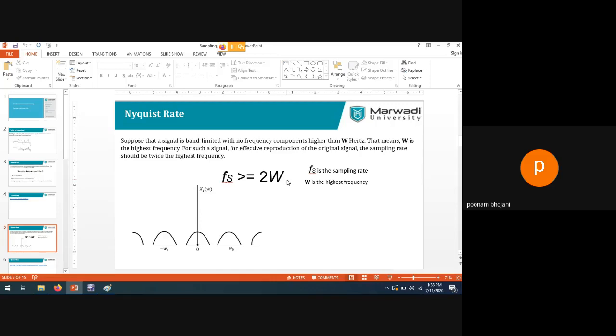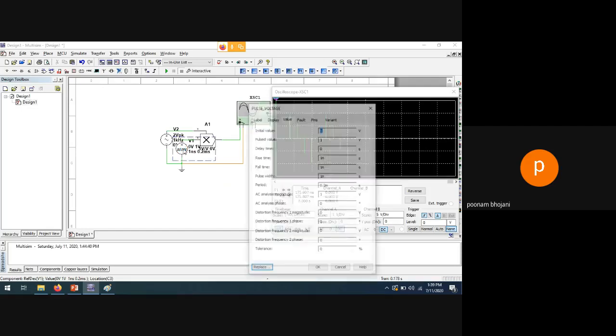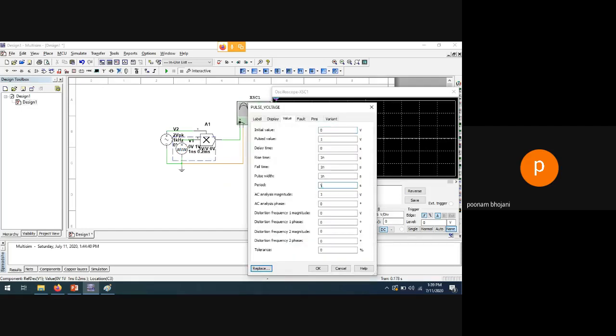And why is the word oversampling used? Because there are some disadvantages if you keep it more than twice W. And what is the disadvantage? Let me tell you. Let's say this is your 1 kilohertz frequency. If you put it greater than 2 kilohertz, let's say 10 kilohertz, what will the time period be? 1 upon 10 kilohertz. What is 1 upon 10? 0.1 millisecond, right? Everyone.